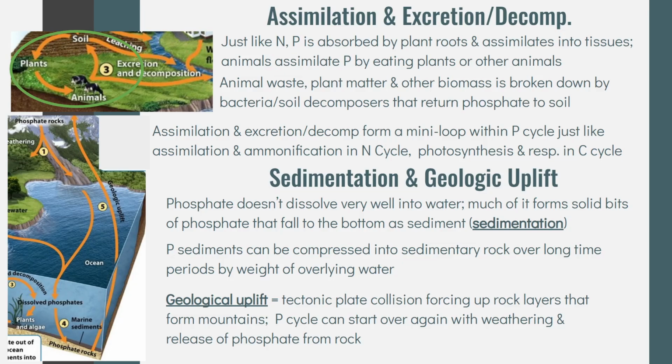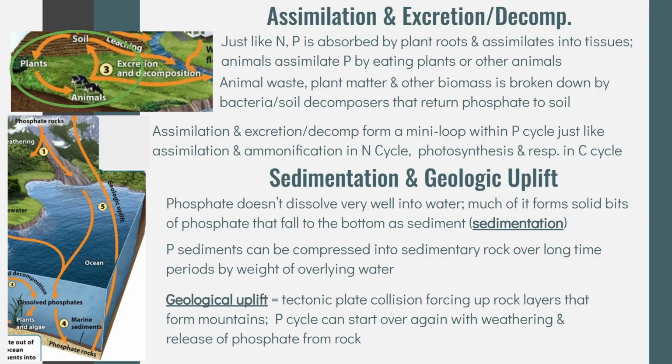Just like in the nitrogen cycle, we have this mini loop that is formed here when we have assimilation of phosphorus into plants. Then the animals eat those plants to take up the phosphorus into their body. When the animals and plants die, the phosphorus is returned to the soil by decomposition, just like in the nitrogen cycle. Next, we'll talk about sedimentation and geological uplift.